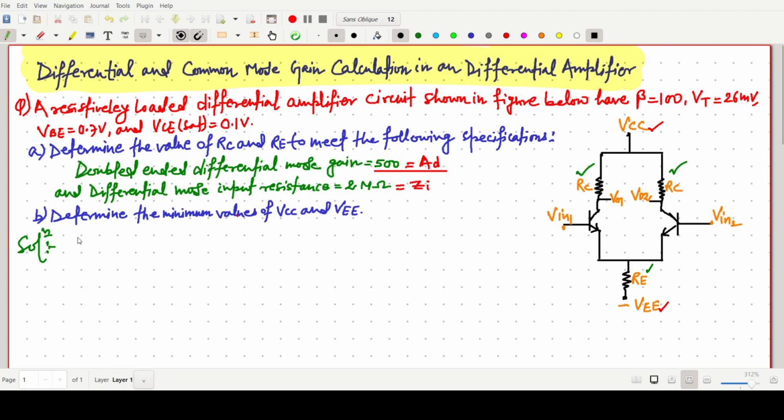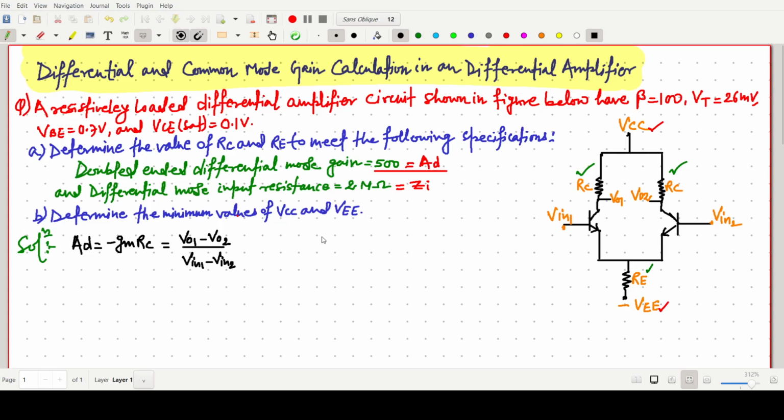The differential gain AD is nothing but simply minus GM RC. How does it come? This is our differential mode gain, which is nothing but the differential mode output V naught 1 minus V naught 2 divided by V in 1 minus V in 2. So this value is given as minus GM RC.